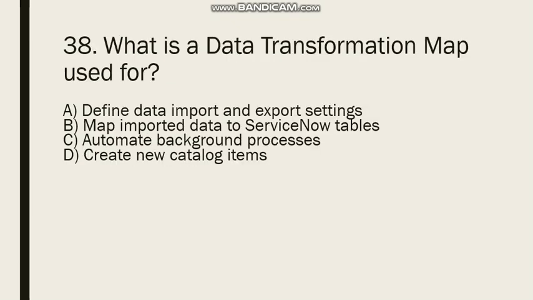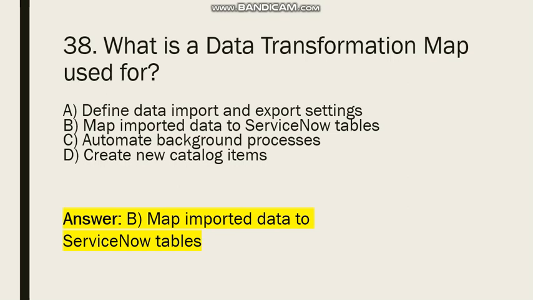38. What is a data transformation map used for? A. Define data import and export settings. B. Map imported data to ServiceNow tables. C. Automate background processes. D. Create new catalog items. Answer. B. Map imported data to ServiceNow tables.